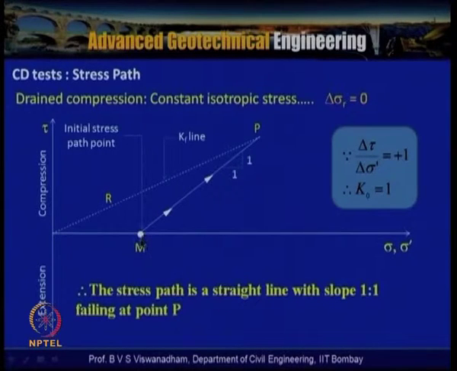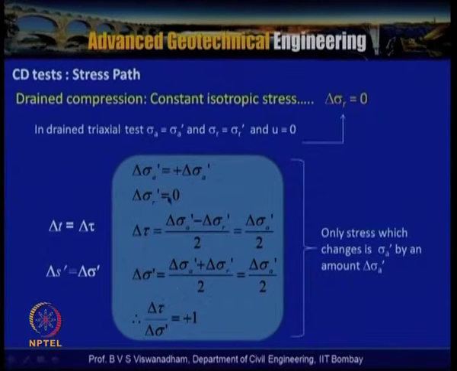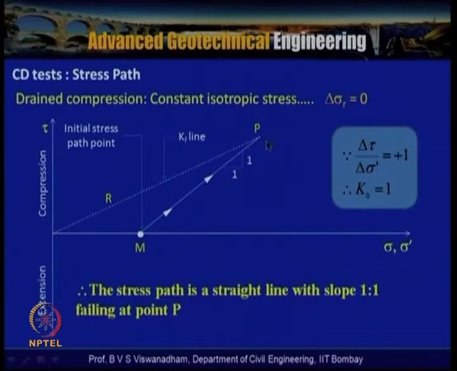So M is the initial stress point, and the stress path traverses from M to P, MP. The slope of this line is delta tau by delta sigma dash, which is equal to positive 1. Because of the deliberation we discussed in this slide, the slope of this line is 1 vertical to 1 horizontal, and this is the KF line.